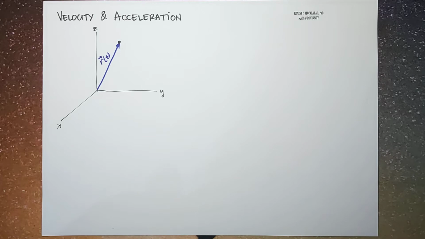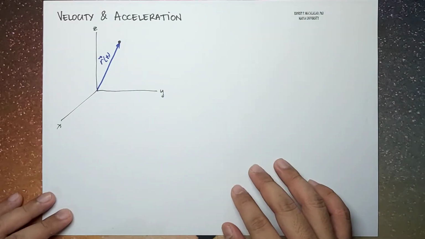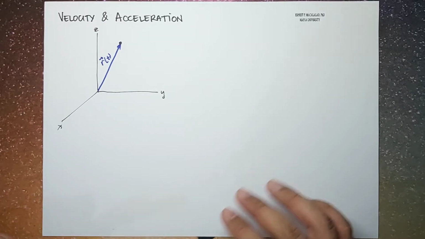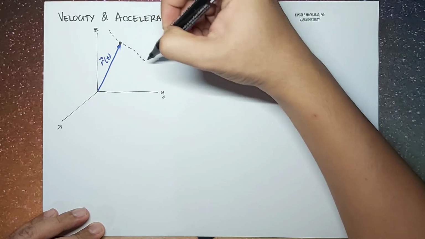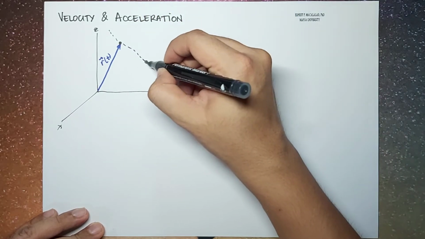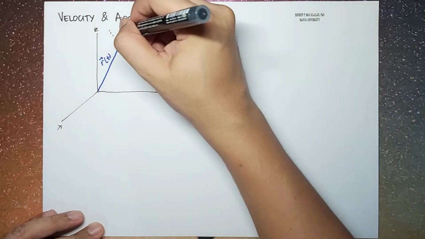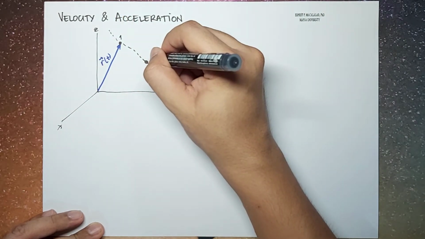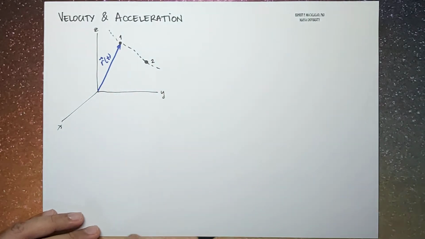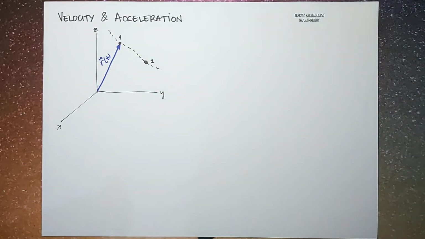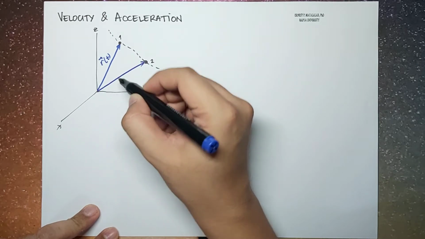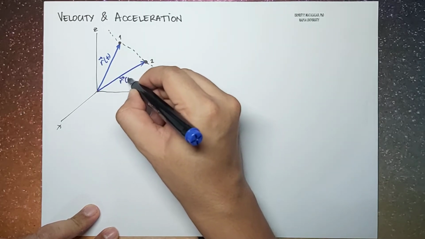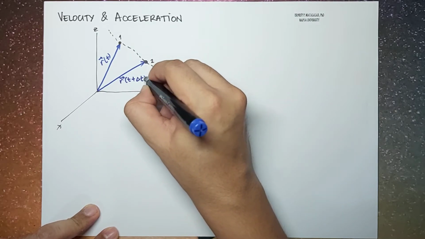Now at time t plus delta t, that means after some time interval, the particle, let's say, moves from this point to this point. So this is position 1, and at a later time, this is position 2. The new position vector will now be given by r vector at time equals t plus delta t.